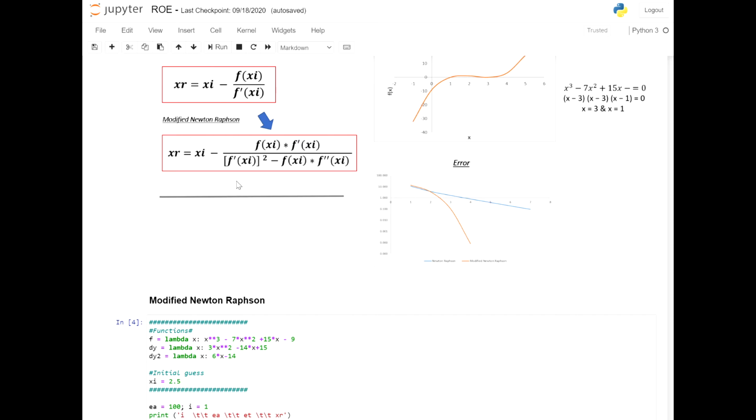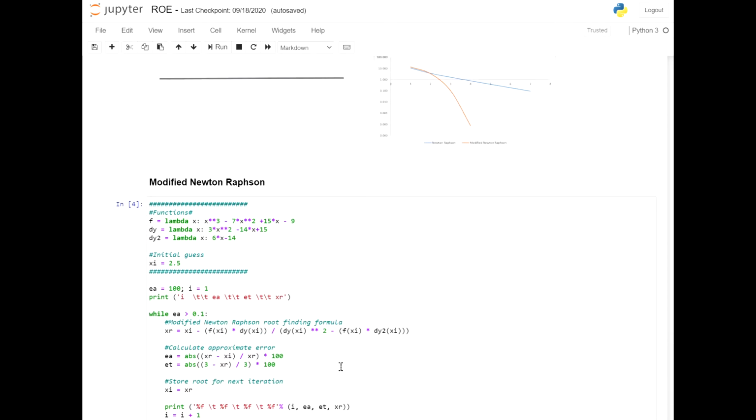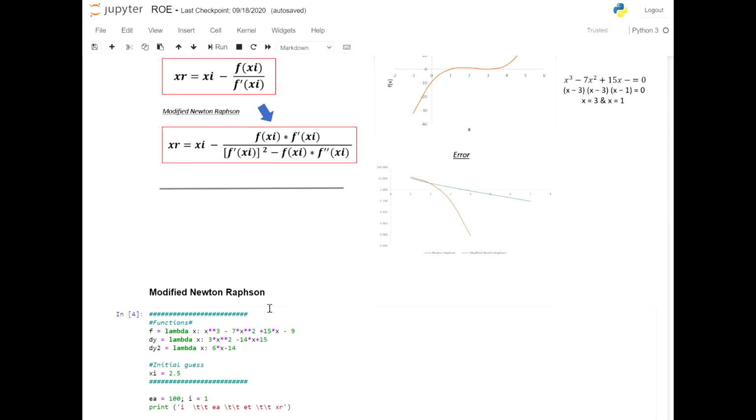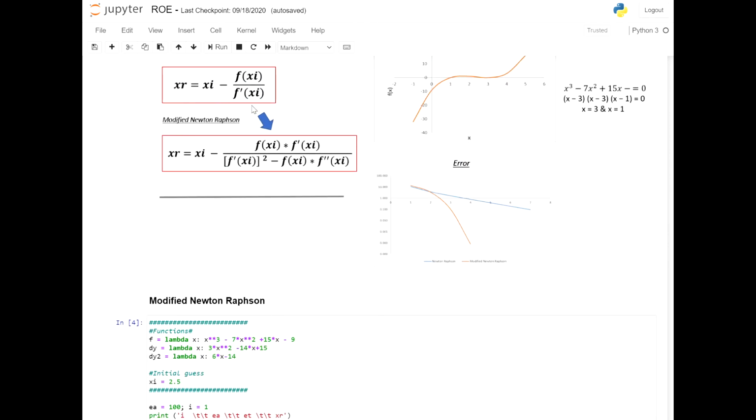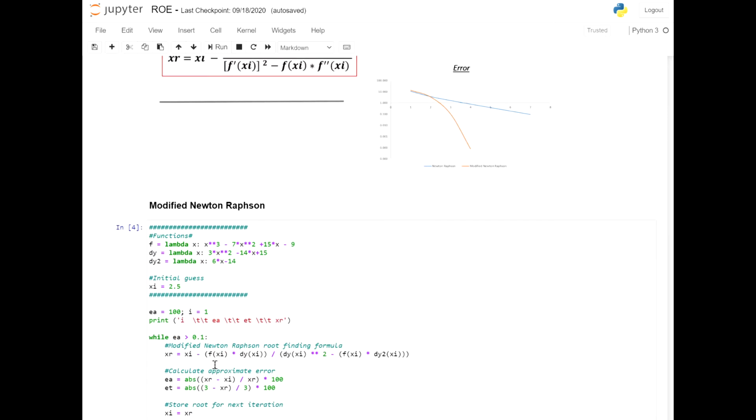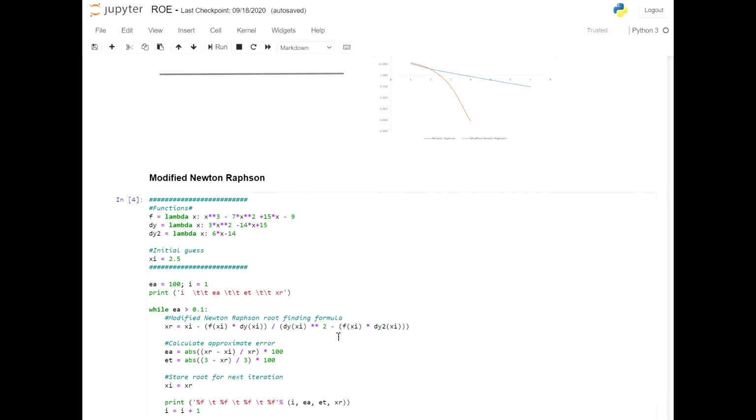And if you've noticed, it's still a Newton-Raphson and it's still an open method, which means we are still dealing with one guess. In this case, again, we're dealing with a guess of 2.5. Now, in terms of the main code that we have been dealing with thus far, the only change is the definition of xr. Instead of defining xr in the conventional Newton-Raphson way, we're going to define it in terms of this equation, as you can see here: xi minus the function at xi multiplied by dyxi, divided by dyxi squared minus the function at xi multiplied by the second derivative at xi. And everything remains the same.